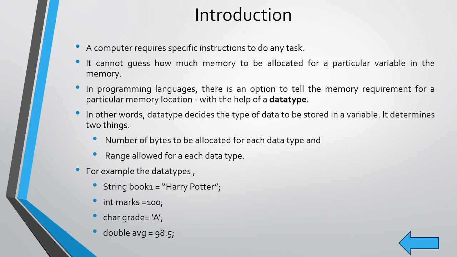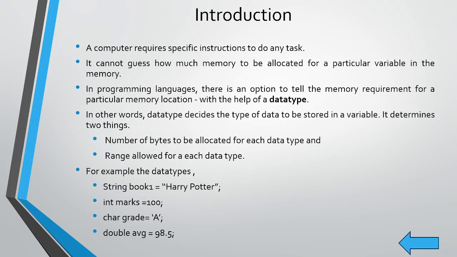Computer requires specific instructions to do any task. It can't guess how much memory to be allocated for a particular variable. For example, if I tell my sister that boy's age is only 17, she understands, registers. And I tell her, okay, go to that address and give this to her. She understands. I don't have to tell her age 17 means it is a number, and address means it is a string.